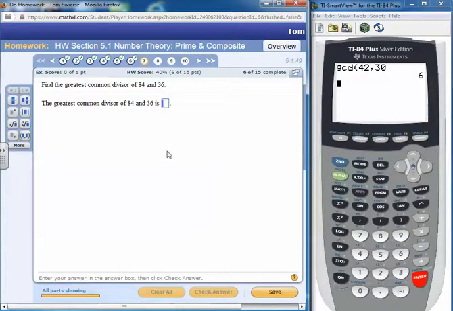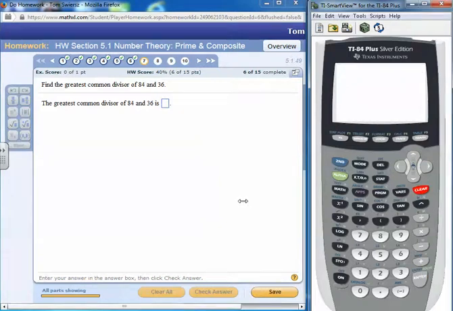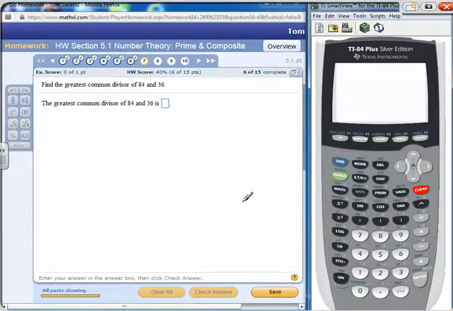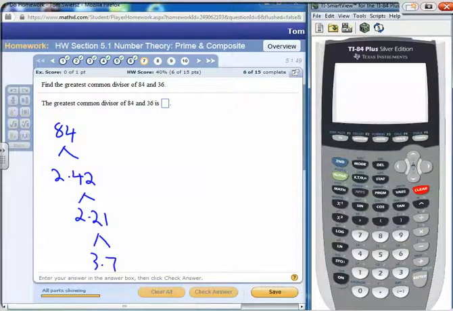Let's go to number 7, 84 and 36. Now again, we can use the calculator to do this problem, okay? So probably if you've got your TI-83 or 84 calculator, you're going to use that. Now if you don't, you have to break it down to prime factors, right? 84 is 2 times 42. 42 is 2 times 21. 21 is 3 times 7, right?